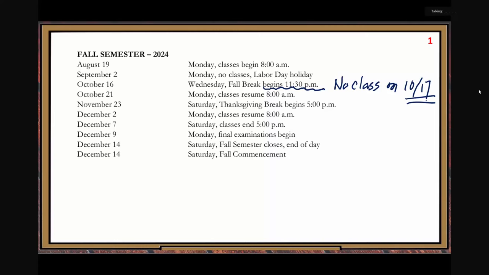No class. All right, then you get back October 21st, Monday at 8 a.m. Then we'll start the next week. Because we will have the midterm before this fall break. So next, when I talk about exams and tests, we will have our midterm 1 week before the fall break. Okay? So we will get there.